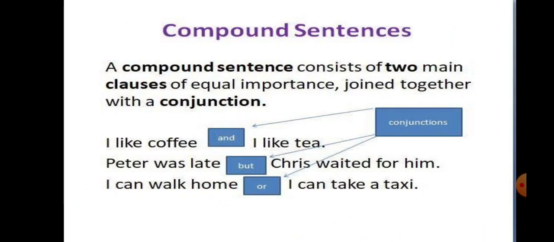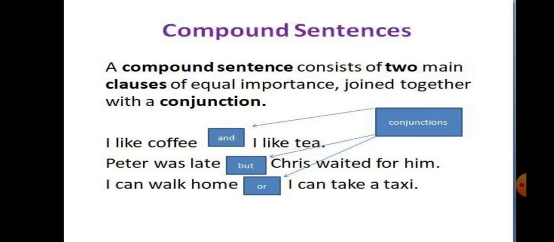Next is compound sentences. What is a compound sentence? A compound sentence consists of two main clauses of equal importance joined together with a conjunction. For example: I like coffee and I like tea. Peter was late, but Chris waited for him. I can walk home or I can take a taxi. In these sentences, the words and, but, or are coordinating conjunctions, and we use a coordinating conjunction in a compound sentence.